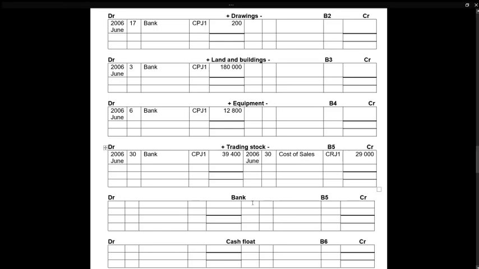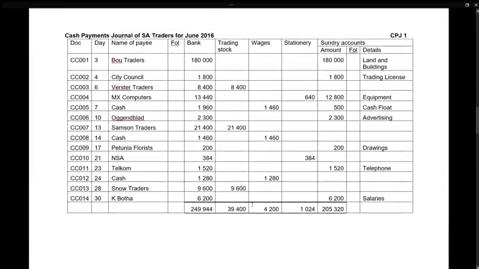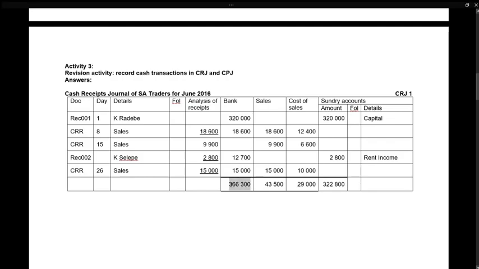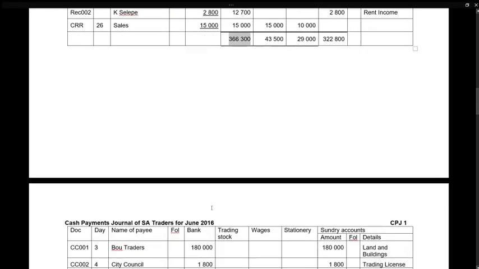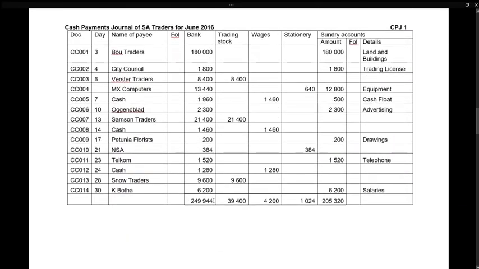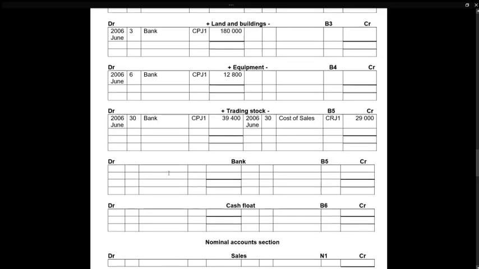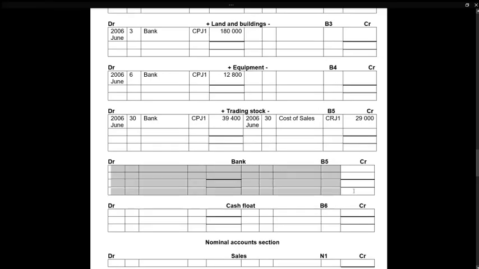Right, next one will be bank. Almost work exactly the same as trading stock. Here I received 366,300 Rand and I paid 249,944. Let's go and fill that in. Let me just put bold off from the beginning.